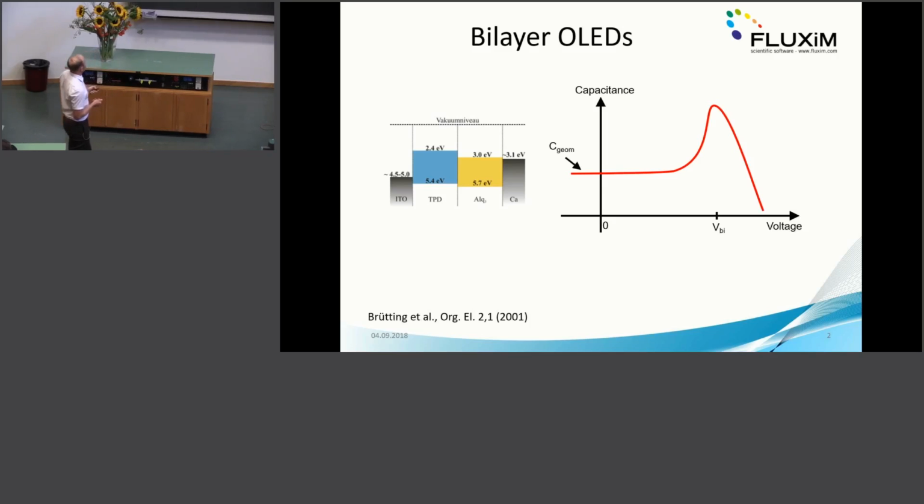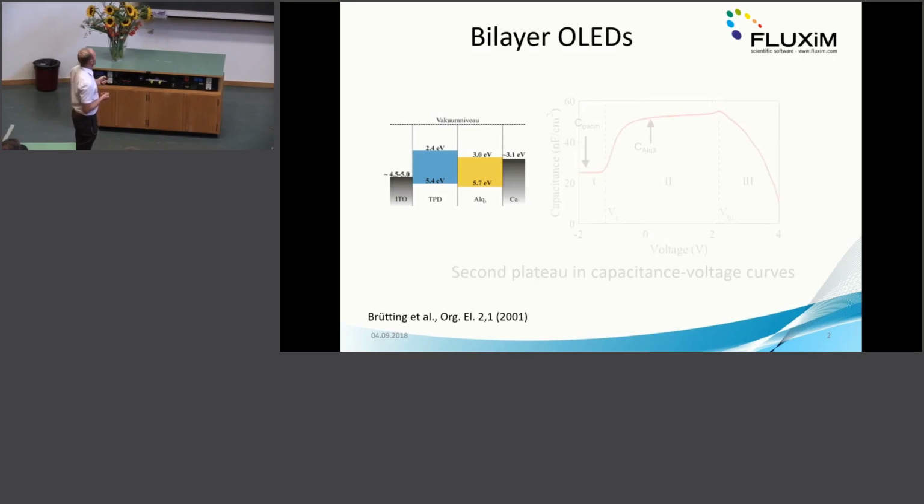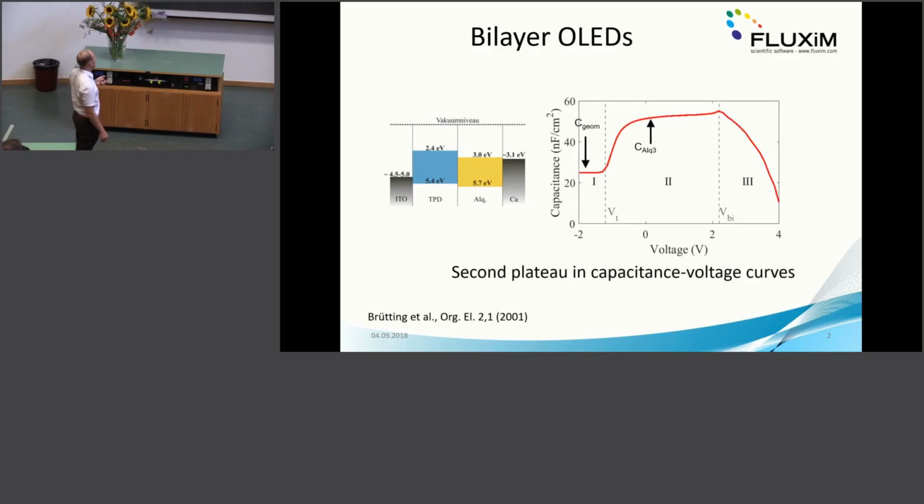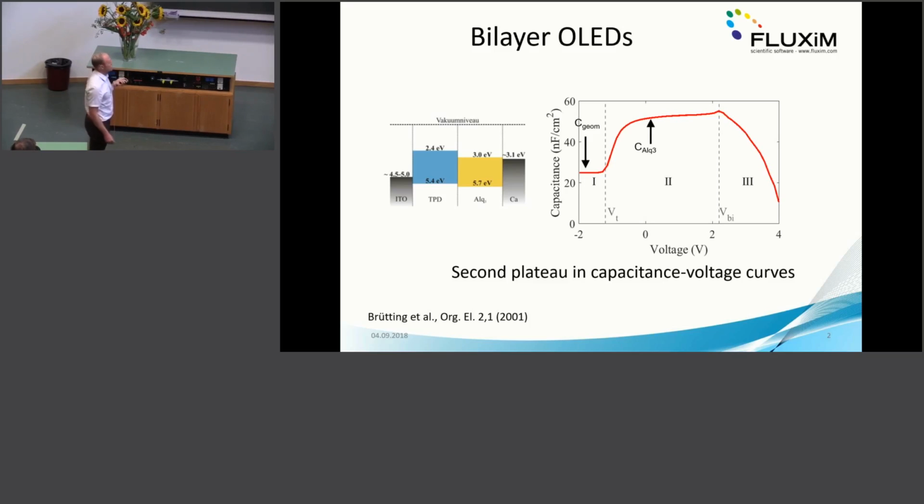Interestingly, in these kinds of devices, what was most often observed is a shape like this. The capacitance increases far below the built-in voltage, so this threshold voltage can even be at negative voltages. If we investigate this capacitance plateau, it corresponds to the capacitance of the Alq3 layer. So in this voltage regime, there are already holes in the alpha-NPD, while the Alq3 is still insulating.